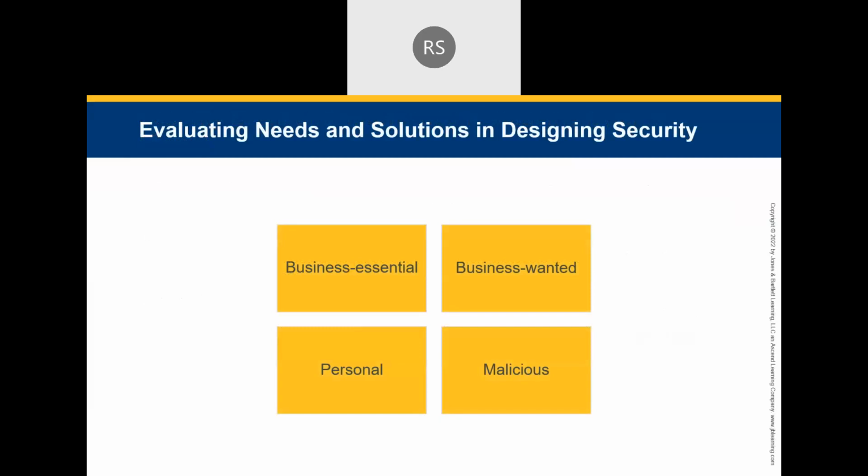So when you evaluate your needs and solutions in designing security, there are a couple of things to keep in mind. The business essential is critical security that's needed, directly tied to the core business operations. This would be like protection of sensitive data, intellectual property, systems that are vital to the business. Business wanted is security measures that enhance business operations. These could include additional features or safeguards that contribute to business satisfaction, customer satisfaction.